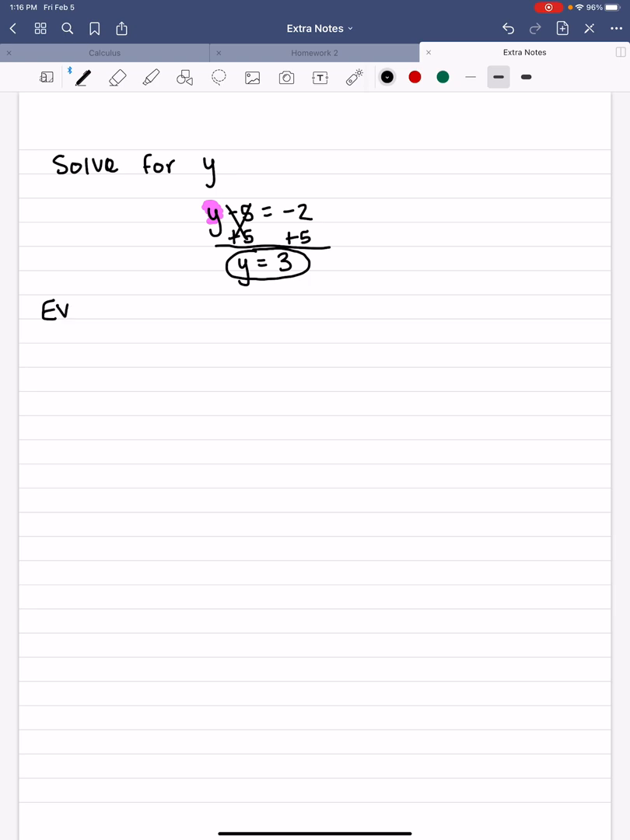Well, now we want to evaluate y equals 3. So our original equation was y minus 5 equals negative 2. We're going to plug 3 in for our y. So we have 3 minus 5 equals negative 2. And 3 minus 5 is negative 2. Negative 2 is equal to negative 2.